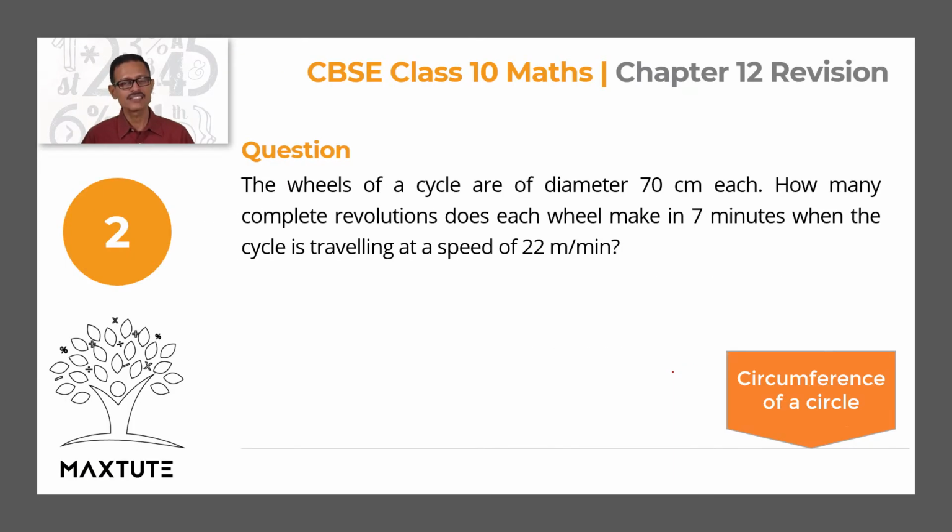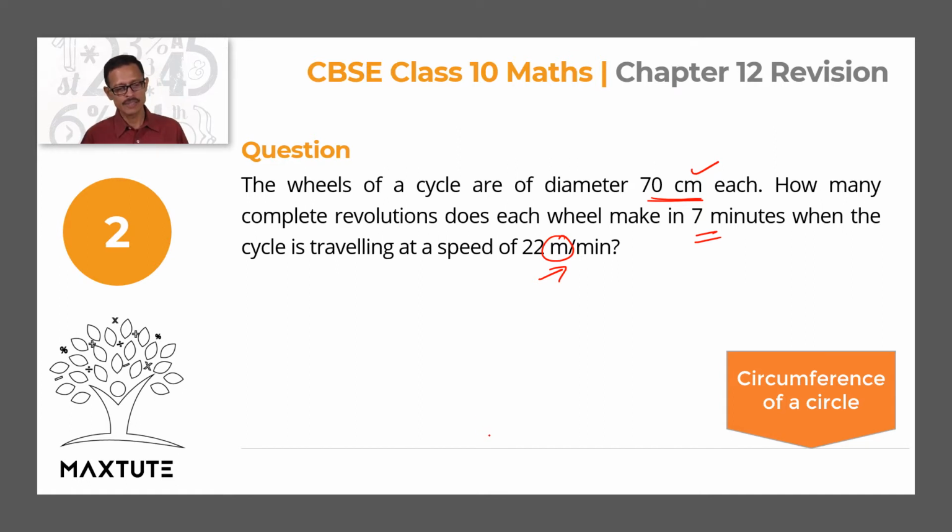Moving to the second question, it's a little more interesting. The wheels of a cycle are of diameter 70 centimeters each. How many complete revolutions does each wheel make in 7 minutes when the cycle is traveling at a speed of 22 meters per minute? The diameter is given in centimeters, the speed is given in 22 meters per minute, and the cyclist is traveling for 7 minutes.